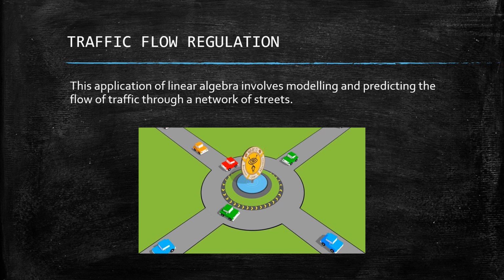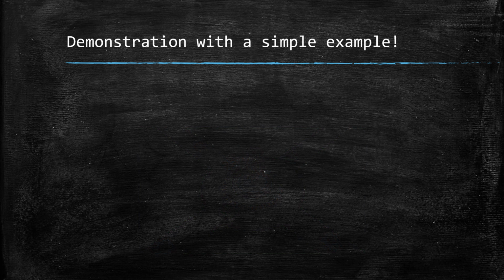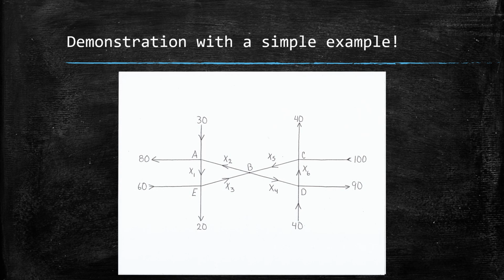Traffic flow regulation. This application of linear algebra involves modeling and predicting the flow of traffic through a network of streets. Let me demonstrate this application with a simple example. The following is a schematic diagram of traffic flow in the network of streets. For simplicity purposes, we use a system where the traffic flow is one-dimensional.